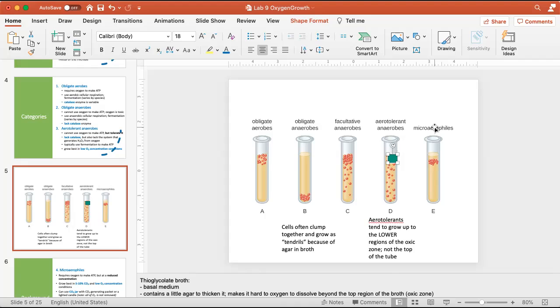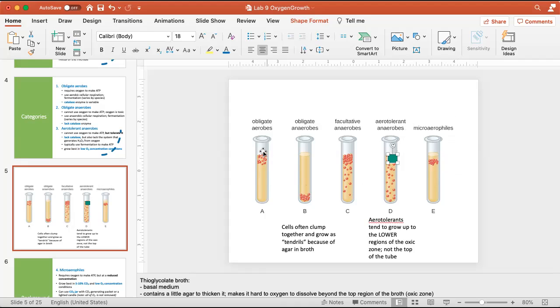Here's our microaerophile. These are probably the easiest ones to see when you look. Obviously these two are quite easy. But this one is very strange because it's at the top of the tube, but not the very top. Remember, a microaerophile requires oxygen. It's got to have it, but it likes it in low concentrations. So they grow right here in the lower portion of the oxic zone.